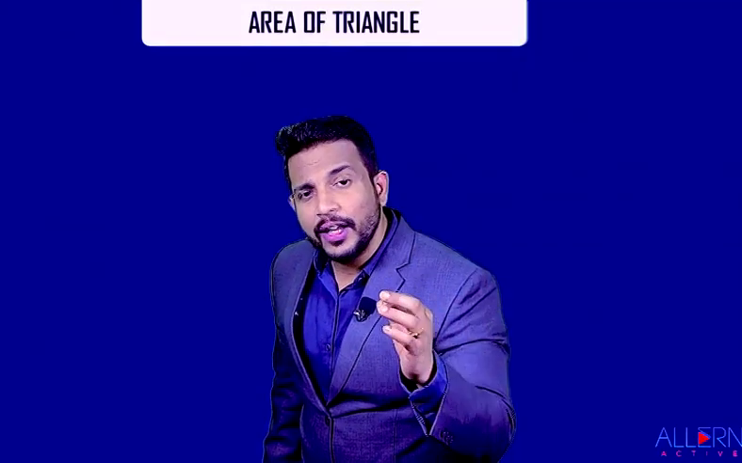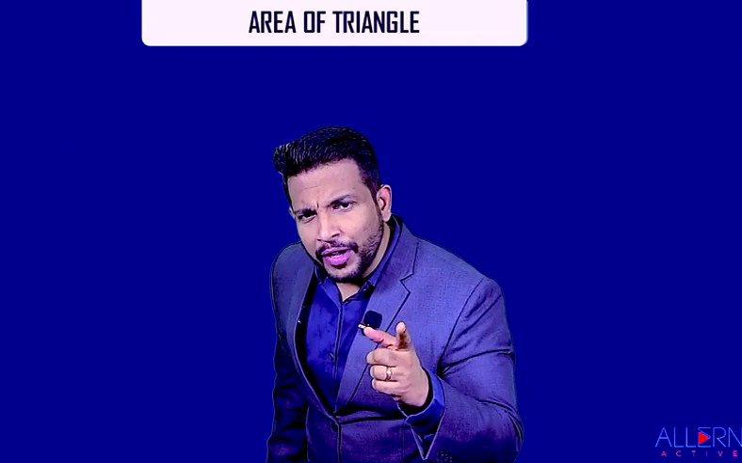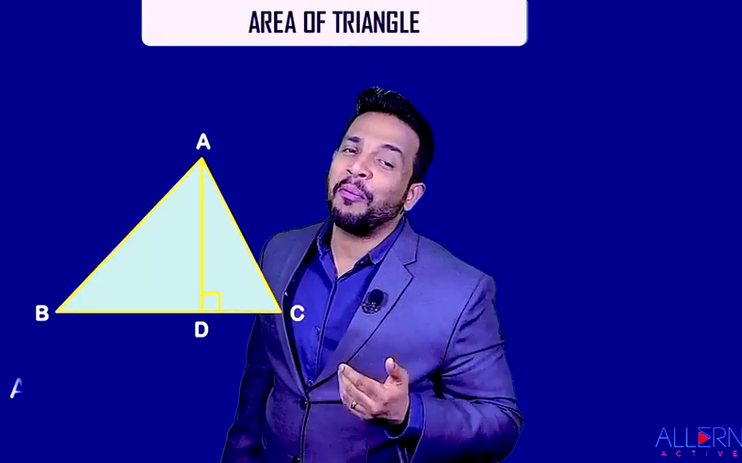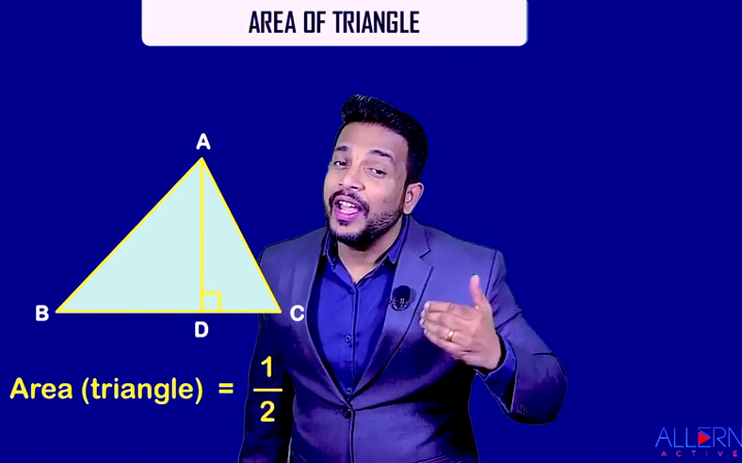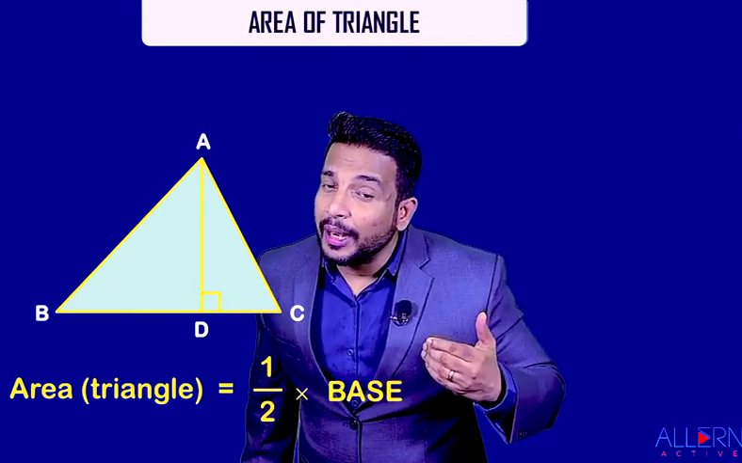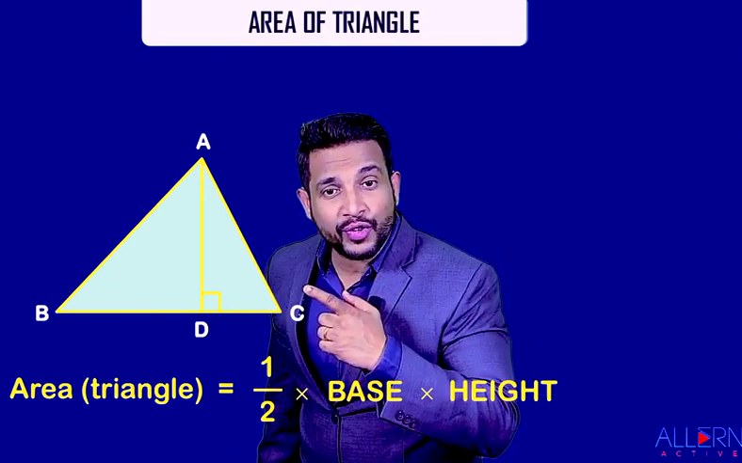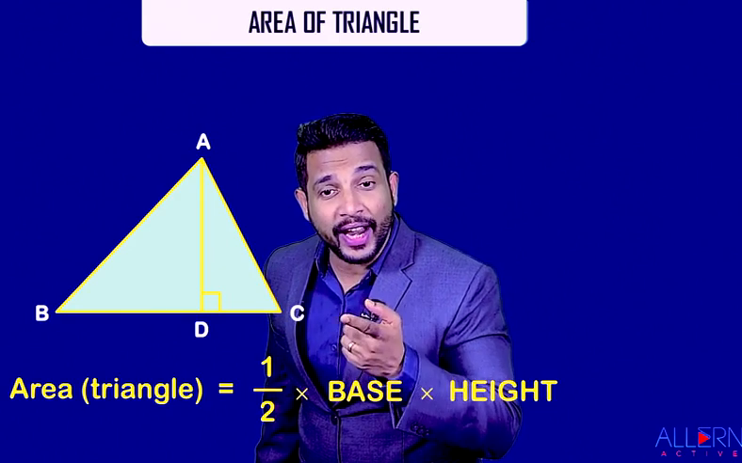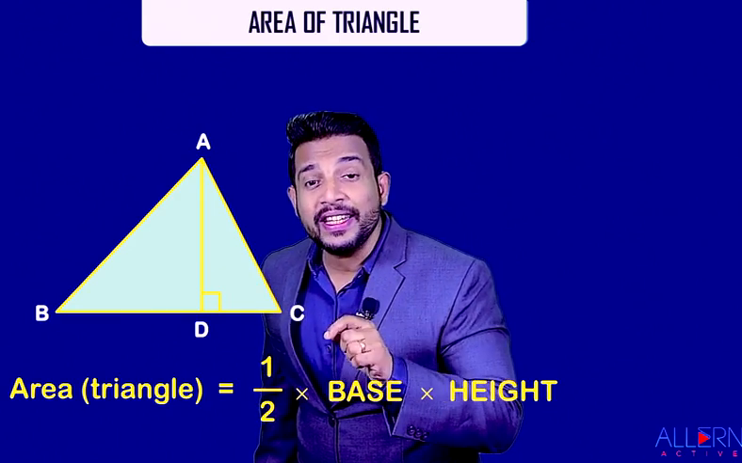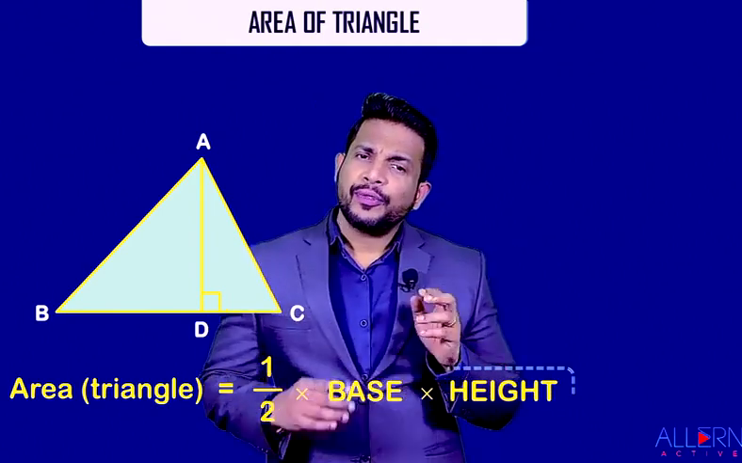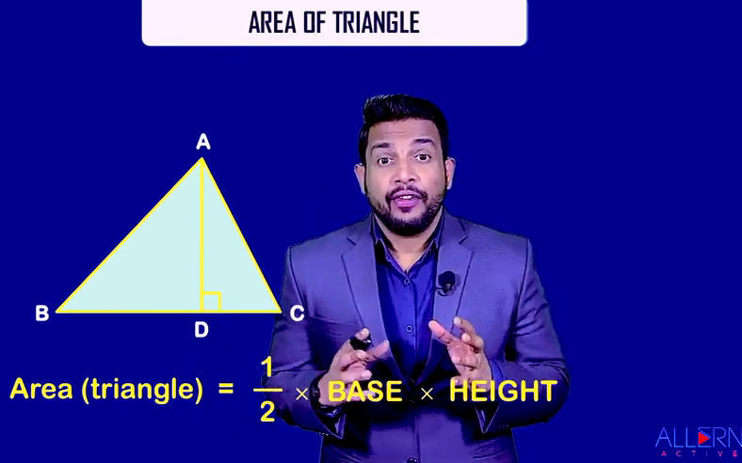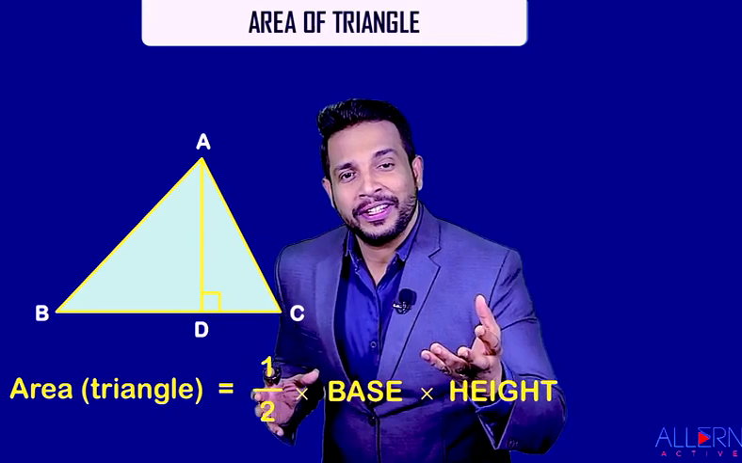The very first property we are going to see and discuss today in pre-similarity is properties based on areas of triangles. When we talk about the area of a triangle, do you know the formula? Yes, you know. The formula is half into base into height. That means the area of this triangle is half into BC into AD.